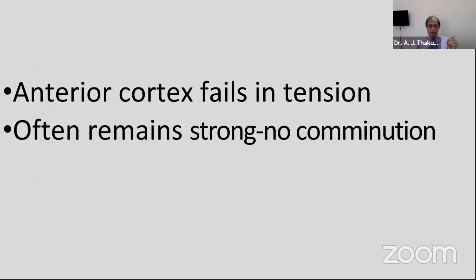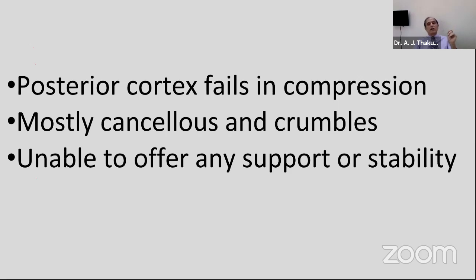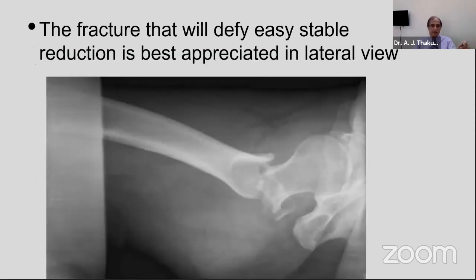There is no comminution. As against this, the posterior cortex is cancellous. It has failed in compression. As the anterior cortex breaks, the posterior cortex is bound to become crumpled. And it is already cancellous, so it crumbles and there is a gap. So it's unable to offer any kind of support in reduction. Only the anterior cortex remains intact, and that is the one that will offer you resistance. This is a typical picture in which you can rest assured that simple traction is not going to work. You're never going to get the reduction the way you want or the way you should have.